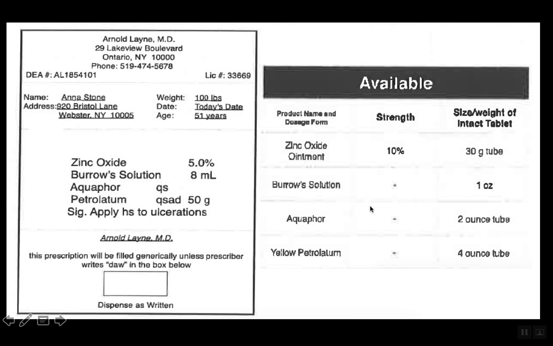So let's see what they gave us. They gave us zinc oxide 10%. Burroughs solution, they have a bottle, a 1 ounce bottle. They have some Aquaphor and they have some petrolatum.